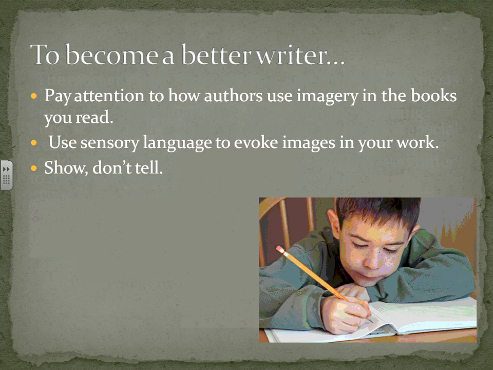So to become a better writer, you would pay attention to how authors use imagery in the books you read, which is what we're trying to get you to do when you perform these journal tasks. Pay attention. When you notice an author really using imagery, really describing something or trying to invoke those five senses somehow, using figurative language, using vivid description, pay attention to that because it can make you a better writer. When they use sensory language you should use sensory language to evoke images in your work.